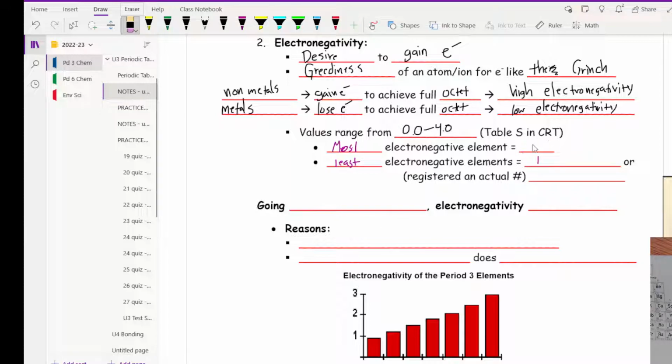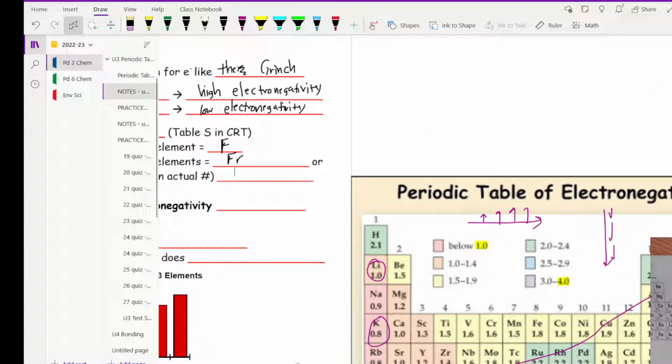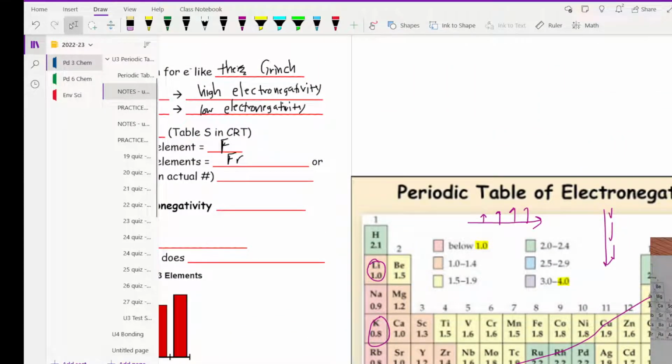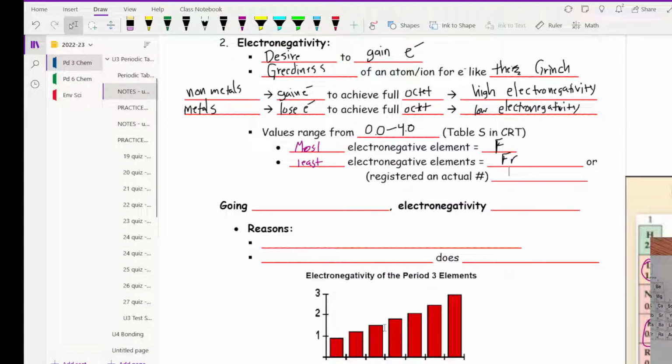The most electronegative element is going to be on the far right, which of course is fluorine. And the least electronegative element is going to be francium on the bottom left. Okay, its electronegativity numbers there are incredibly low for francium. It's below 1, it's 0.7, but it's hard to measure.